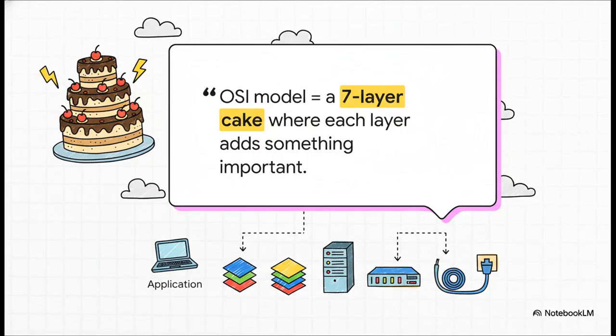One of the best ways to picture the OSI model is to think of it like a 7-layer cake. Seriously, each layer of that cake adds something new and important to the recipe. Well, in networking, each layer does something special to prepare our data before it gets sent out, all the way from the app you're using at the very top down to the physical wire at the bottom.